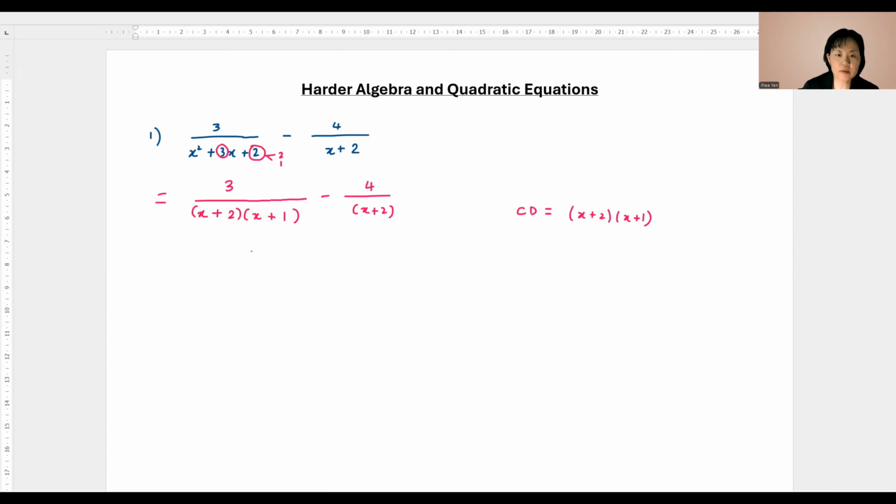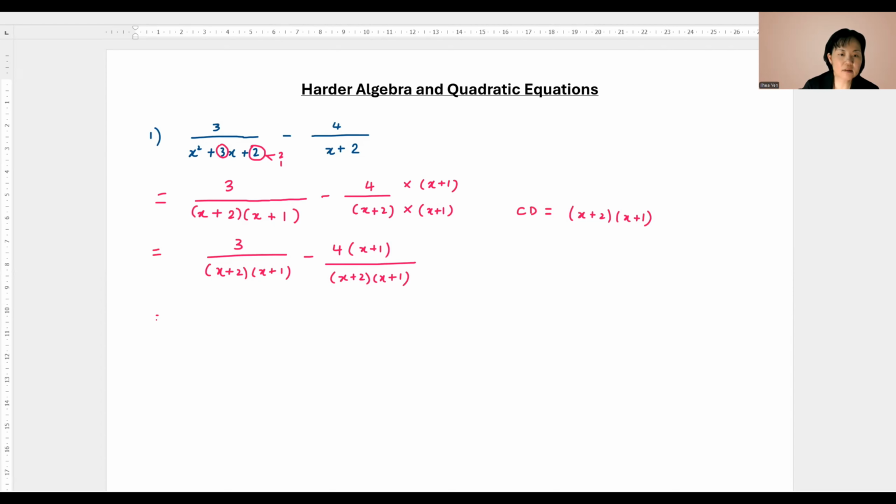The first term has a perfect common denominator there. We don't have to do anything at all because it's already in the form of the common denominator. So I'm going to put that in like that. But the second one, I need an extra factor, which is x plus 1. And I'm going to times on the top x plus 1. That way I have 4 times x plus 1, and then the denominator will be the common denominator, x plus 2 and x plus 1.